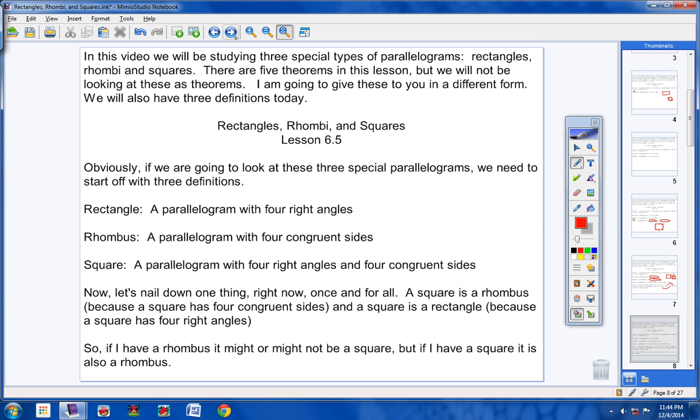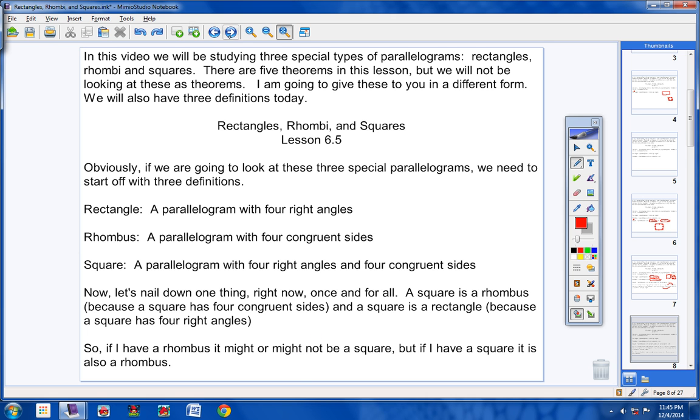Okay? Now, I might confuse you here, but listen. I would encourage you to write this down, but you don't have to. It's up to you, okay? If I have a rhombus, it might or might not be a square, okay? But if I have a square, I definitely have a rhombus also, okay? Let me say that again. If I have a rhombus, it might or might not be a square. But if I have a square, I have a rhombus also, okay?